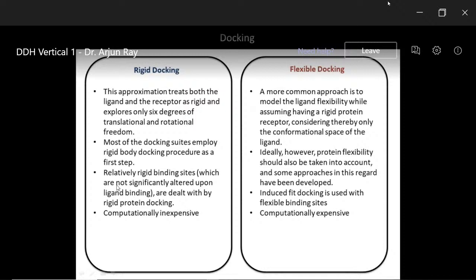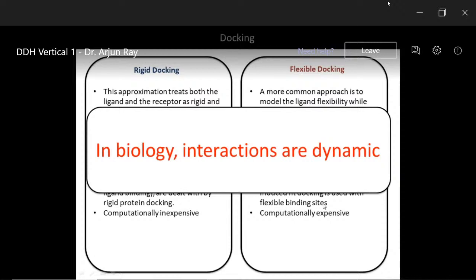Most of the docking suites employ rigid body docking, and this is relatively computationally inexpensive. Now, a more common and realistic approach would be having ligand flexibility as well as protein receptor flexibility. Ideally, protein flexibility should be taken into account, but it is very computationally expensive. Induced fit docking is used with flexible binding sites. Now, I think we all would agree that the flexibility of the receptor is more closely related to biology, and hence I would like to emphasize that in biology, interactions are dynamic.